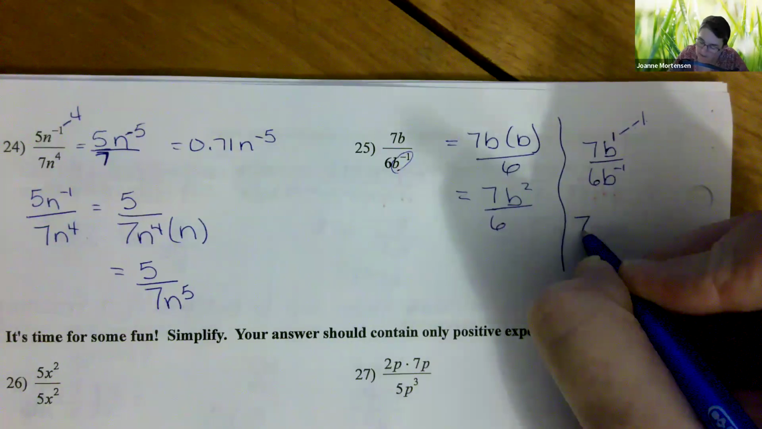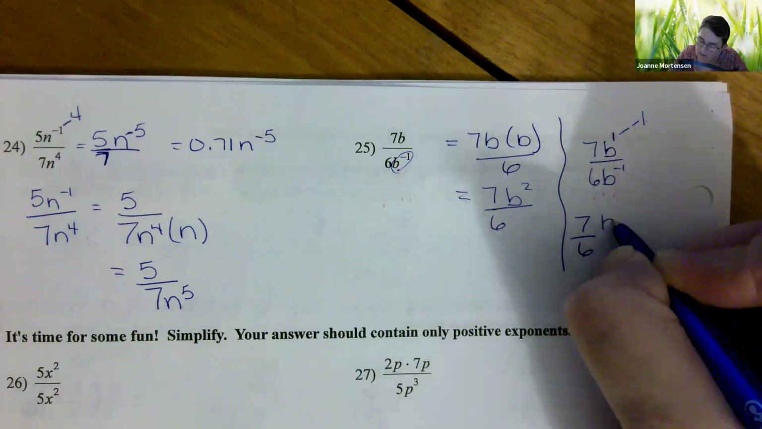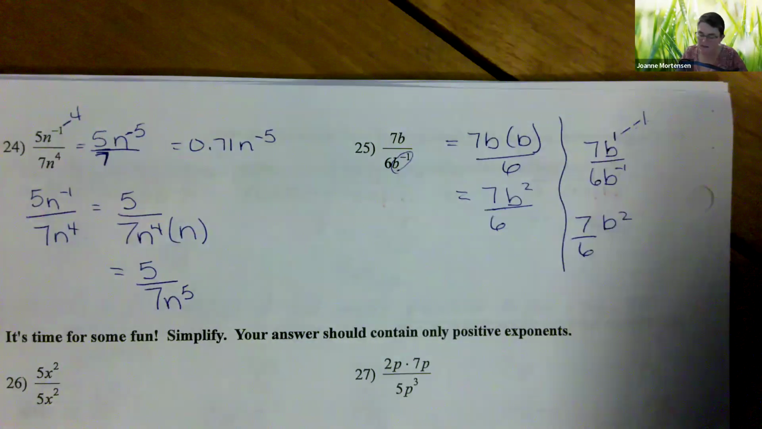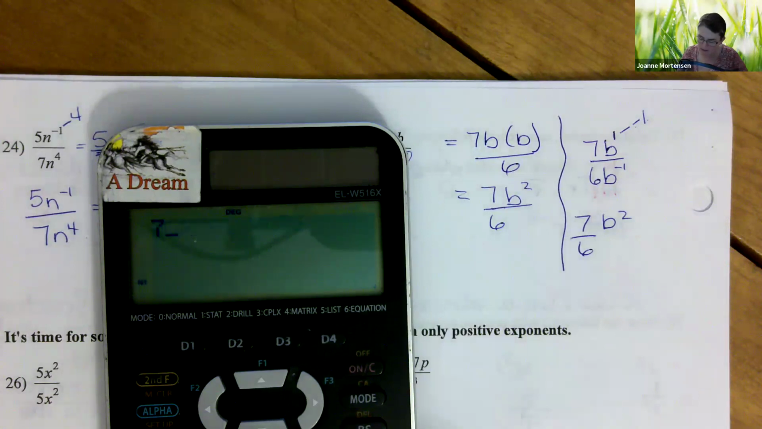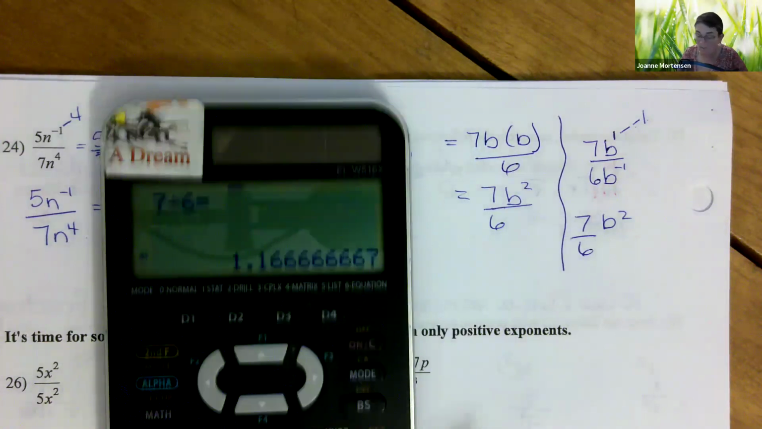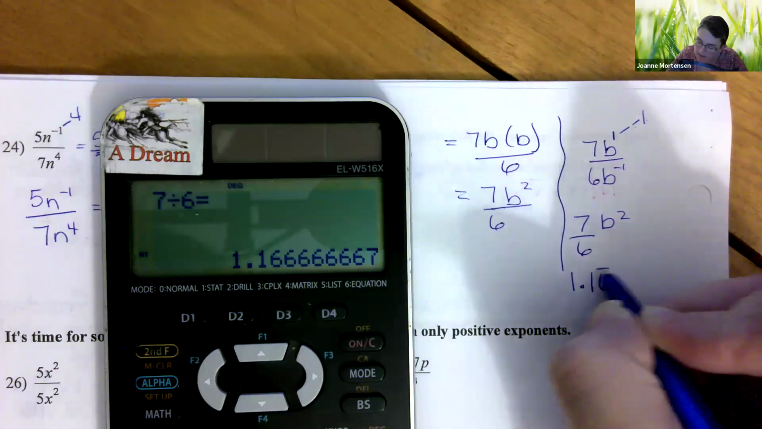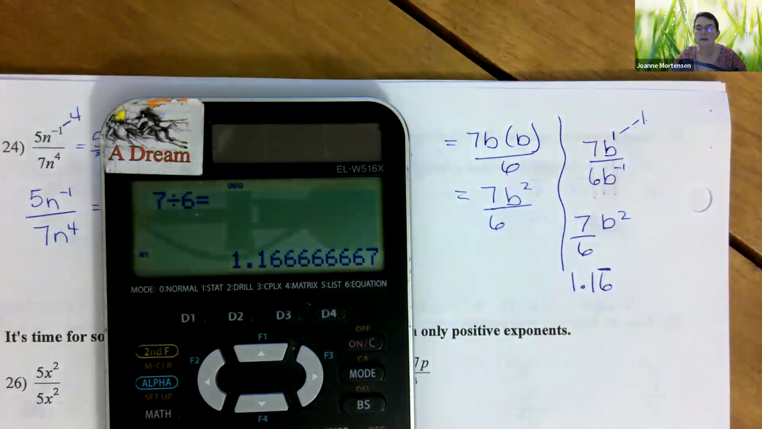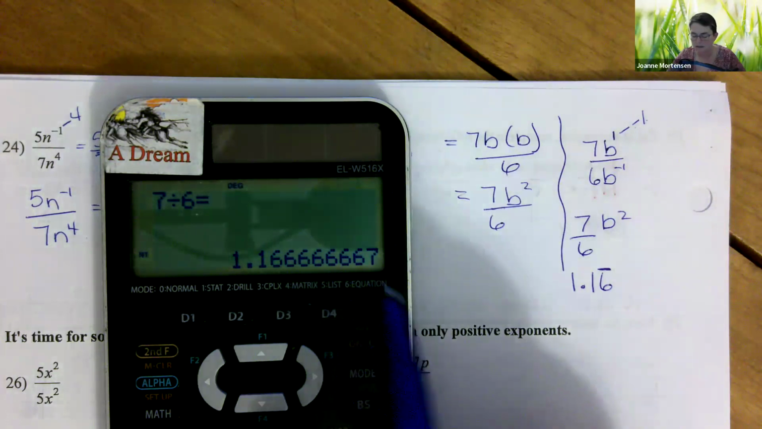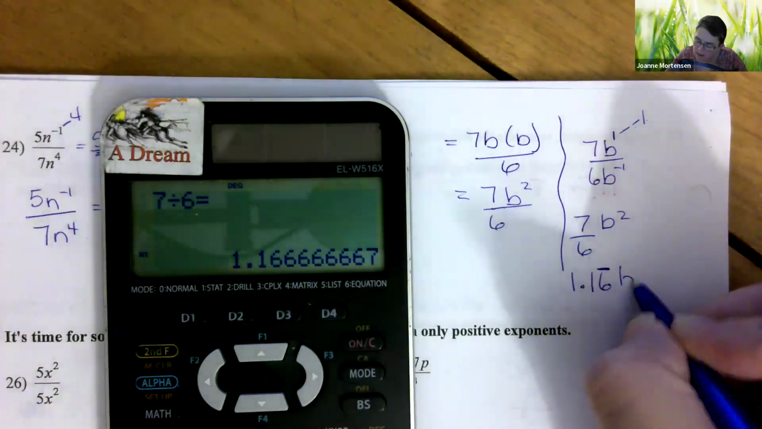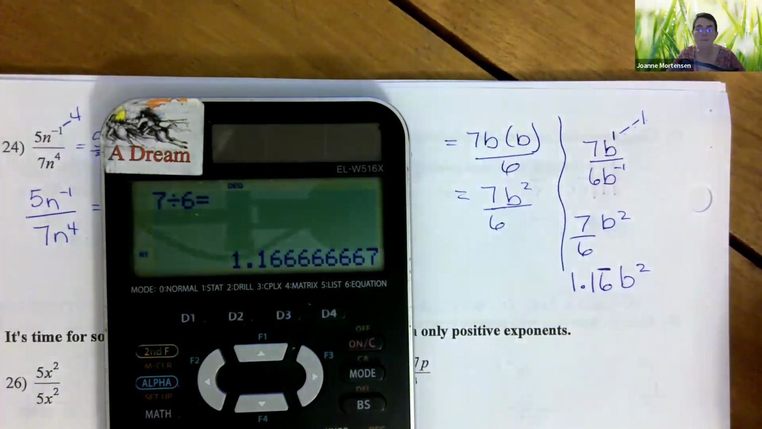So 7 over 6, b squared. And again, if you're not fond of fractions, 7 divided by 6, 1.16. Now, this one, you guys are used to that, right? Because it's that repeating 6. B squared. That'll be okay.